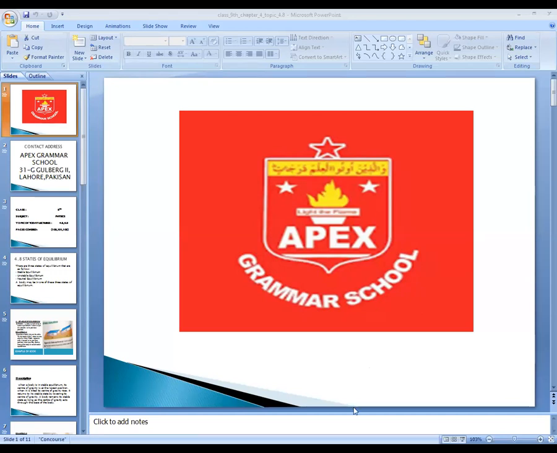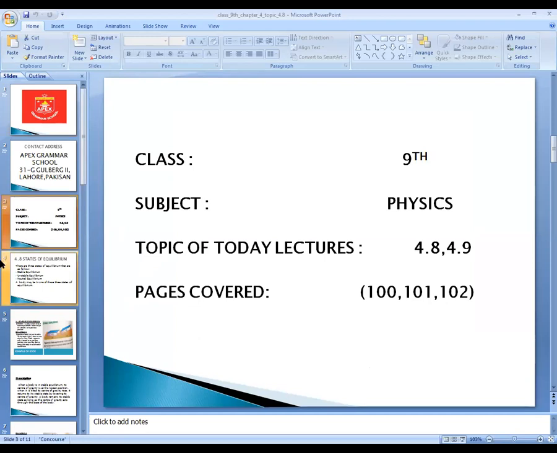Today we are going to do class 9th, subject physics. The topics of today's lecture are 4.8 and 4.9. Actually, 4.8 is a continuation of the previous topic, equilibrium. We will study the states of equilibrium. Then we will study the last topic, which is 4.9, stability and the position of center of mass. This is the last topic of this chapter. So 4.8, states of equilibrium, is on pages 100, 101 and 102.